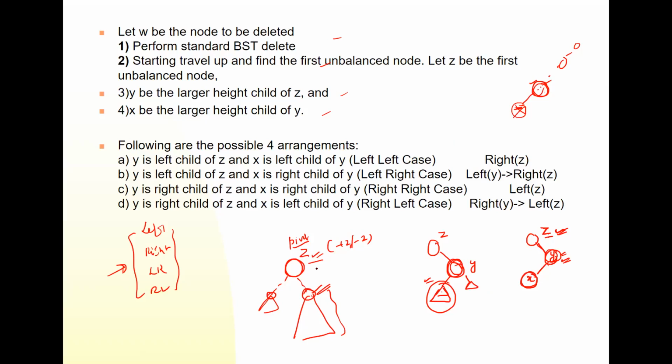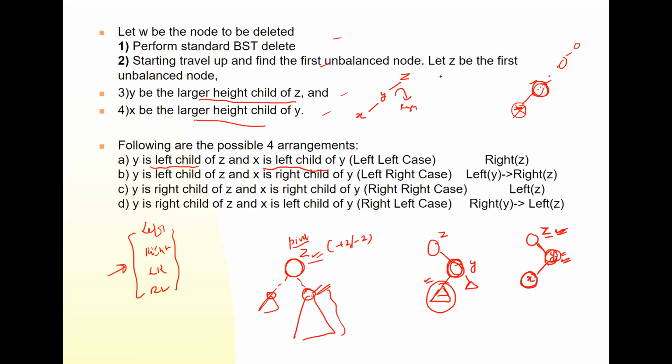Now there are cases which are possible. Either this can be the case: the pivot node's larger height child is lying on the left, and the child of y with larger height is, say, x. In this situation, because it is left heavy, we have to perform a right rotation. This is the left-left case, that means y is the left child of z, and x is the left child of y. Remember that we have to pick a child of the larger height child only.